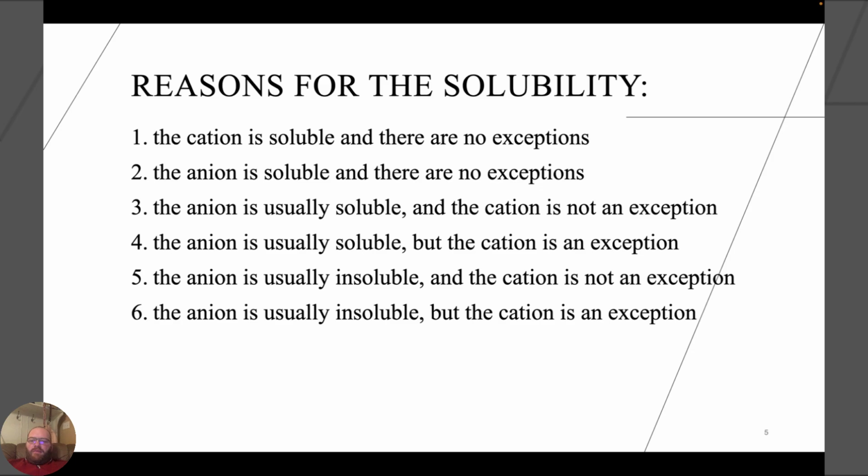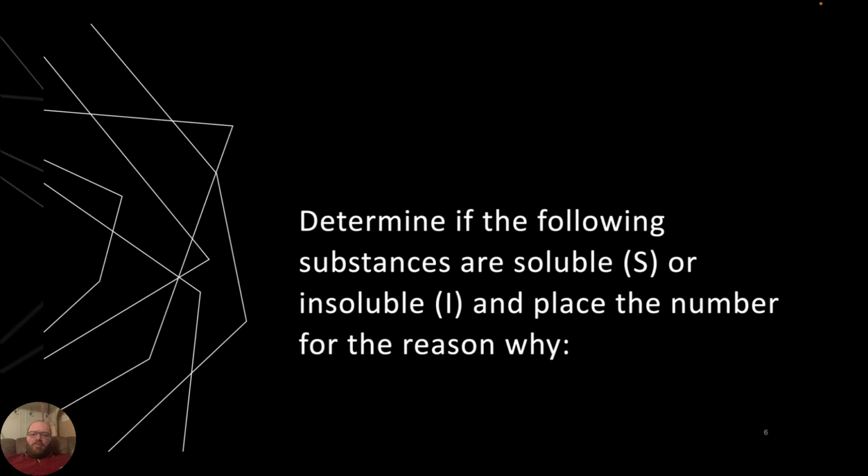And then 5 and 6 relate more to that second table. These are all usually insoluble, and either the cation is not an exception or it is an exception. So you're going to identify solubility with either an S or an I, and then place the number for the reason why. So if it's soluble because of the fourth rule, you'd put S4.